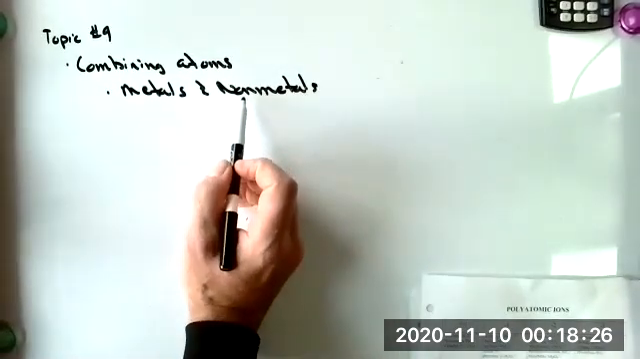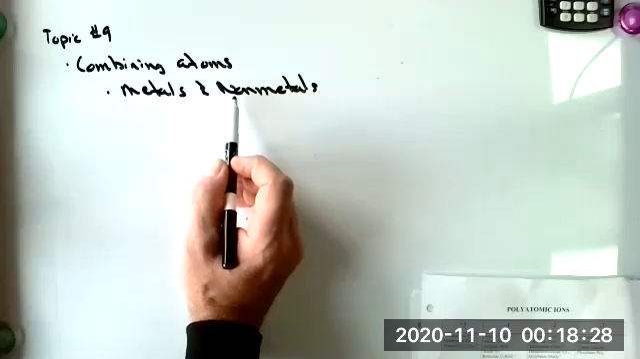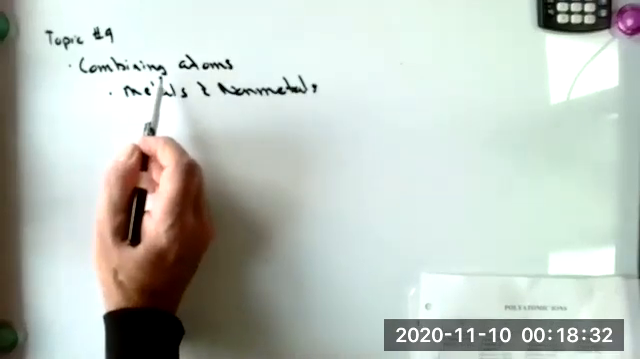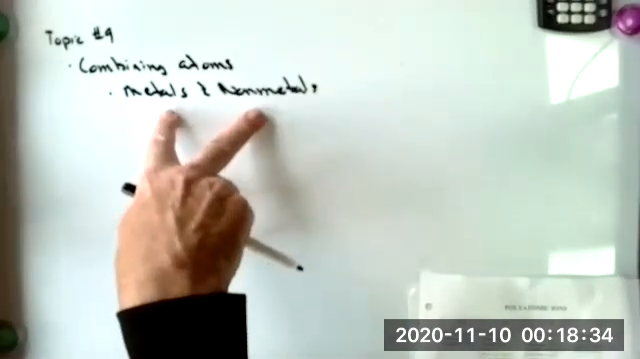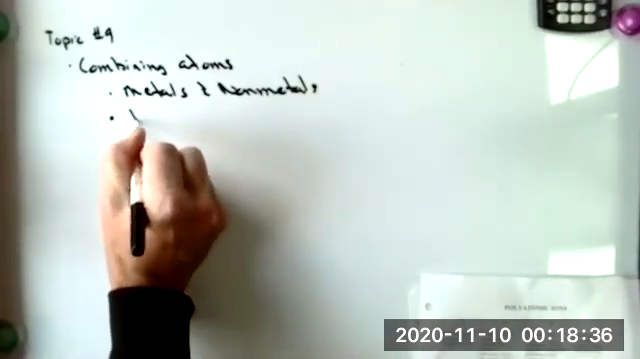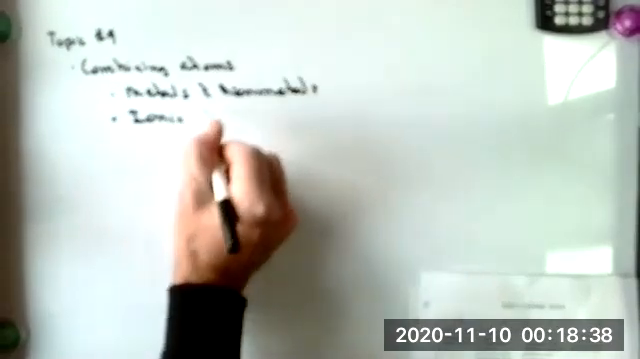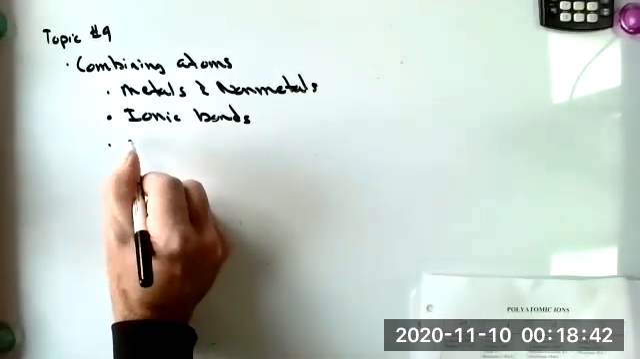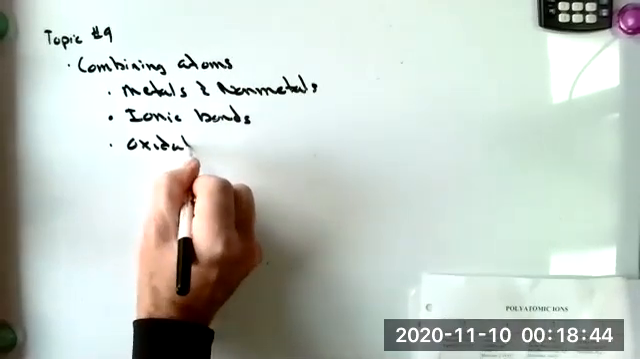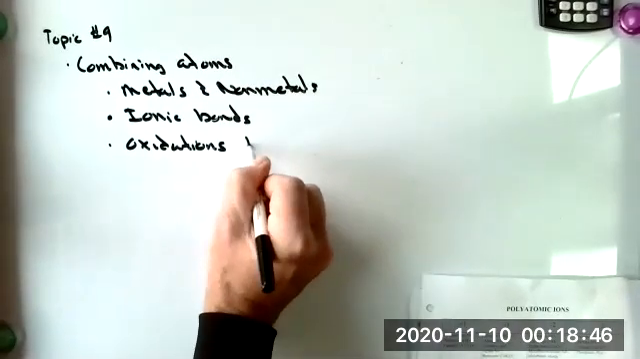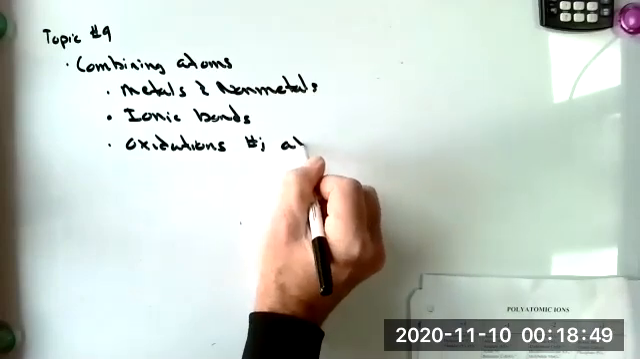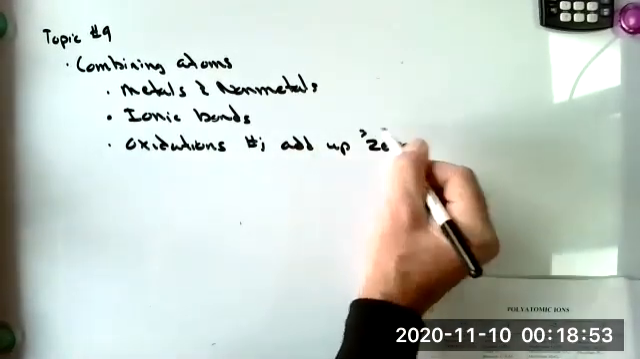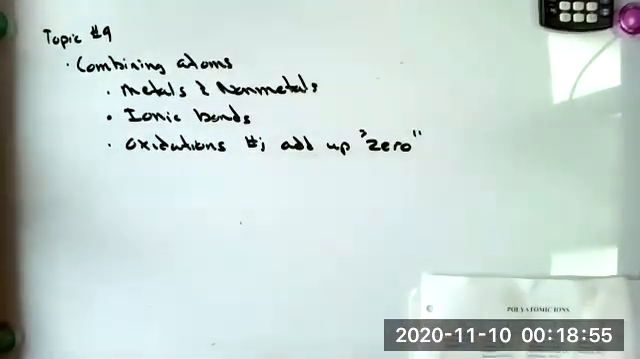forming covalent bonds between them, and you were trying to get your octet to do it. In topic 9, hey, we're still combining atoms, but now we're going to combine these two, which forces us to form ionic bonds, which now means those oxidation numbers add up to 0. That's the key. And that's our favorite number now.